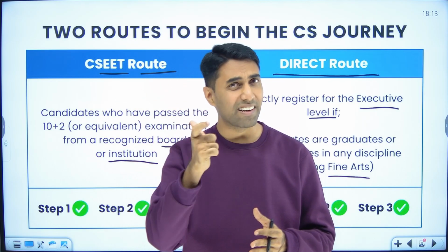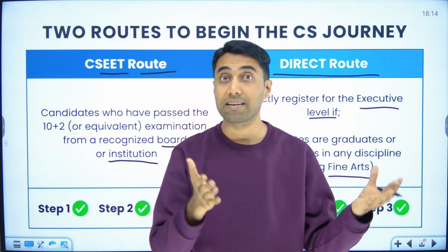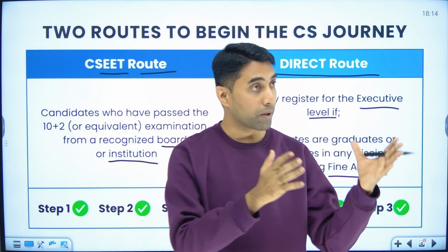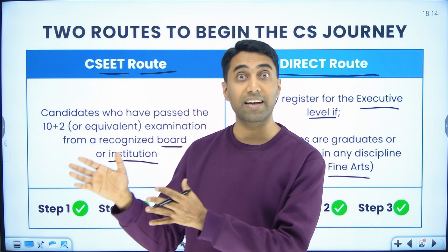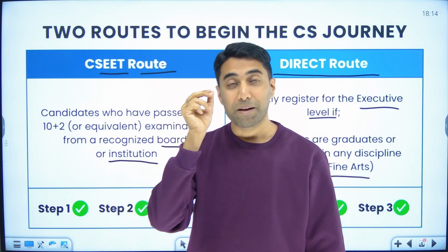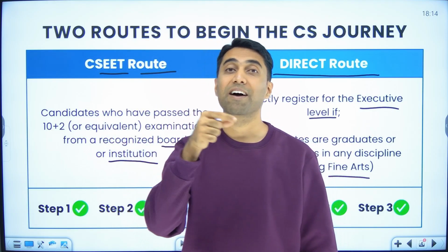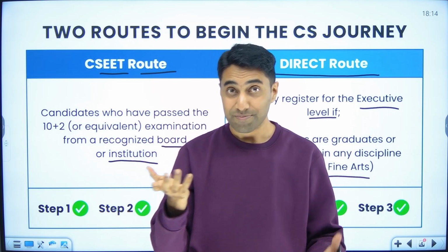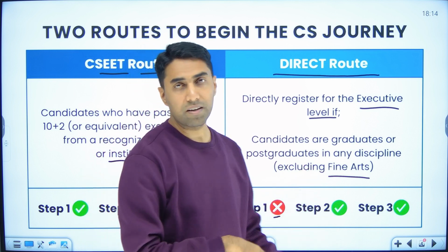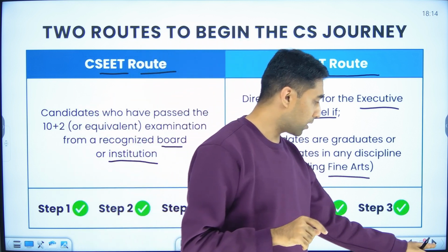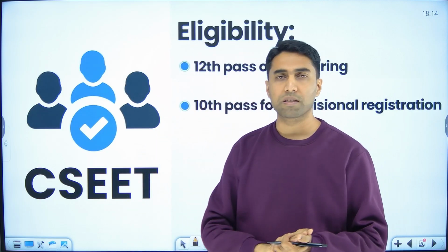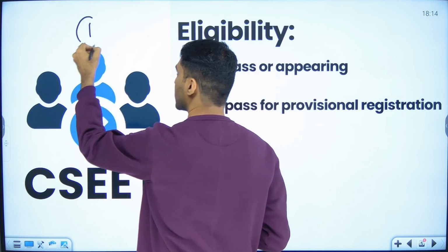But if you are in final year degree, or if you have already completed a degree or completed masters in any discipline, it could be arts, it could be commerce, it could be science. I have had students who have completed BSc, Bachelor of Science, and then they have come for the company secretary course. It is allowed, but the only thing that is not allowed is fine arts. So if you have done fine arts, you should go back to the direct route, as I have already told you. So first let us talk about step number 1, which is the CSEET.